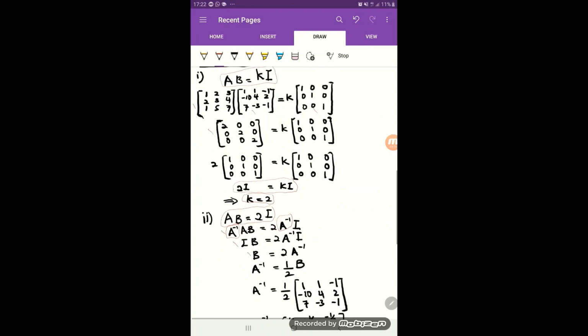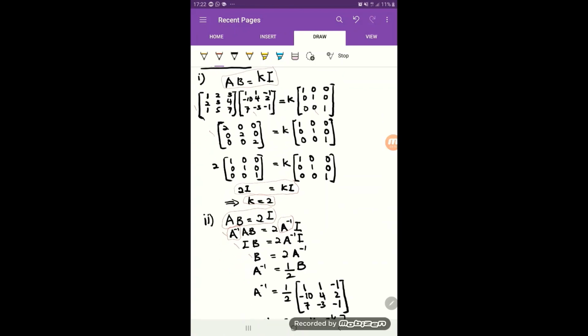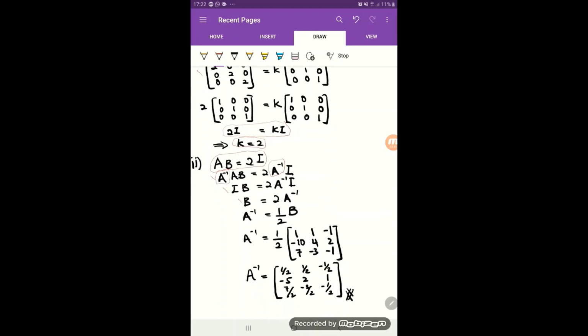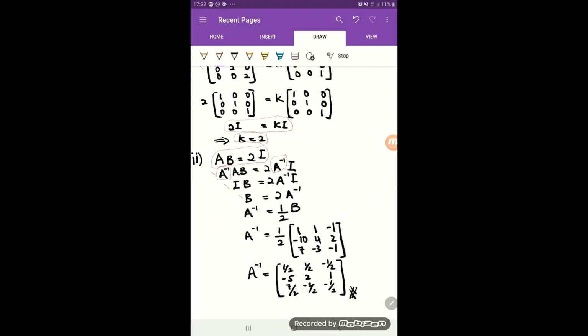So, A inverse is equal 1 over 2B. You substitute matrix B: 1, 1, -1, -10, 4, 2, 7, -3, -1. So, you will get A inverse. Multiply 1 over 2 inside with all the elements of matrix B. You will get the A inverse in the matrix form like this.